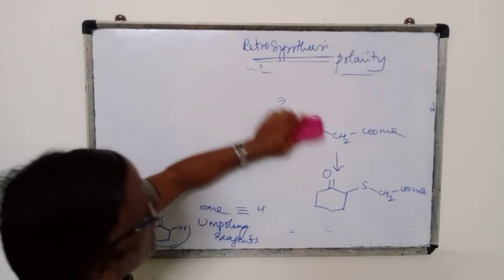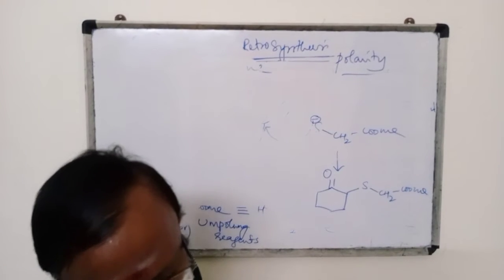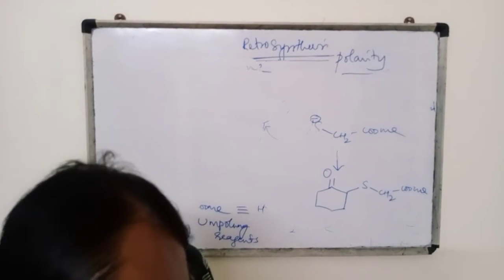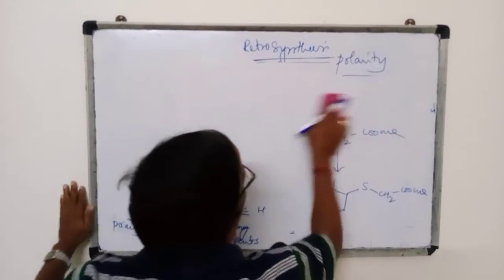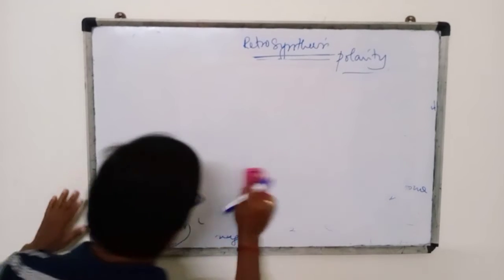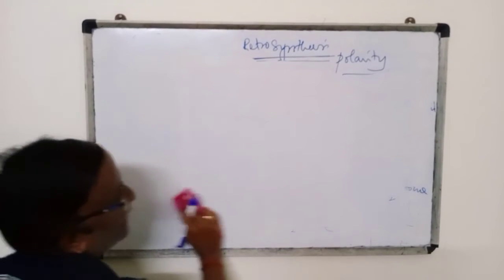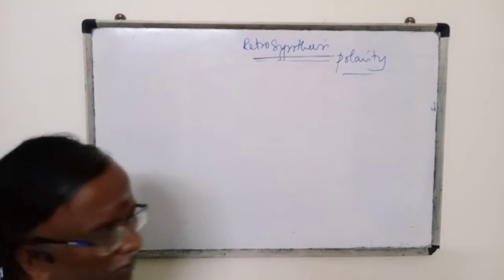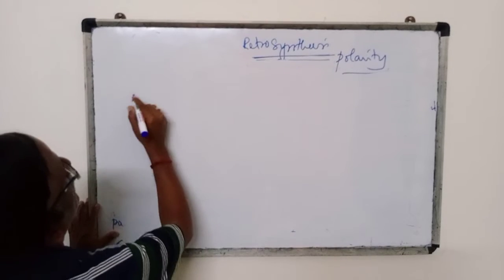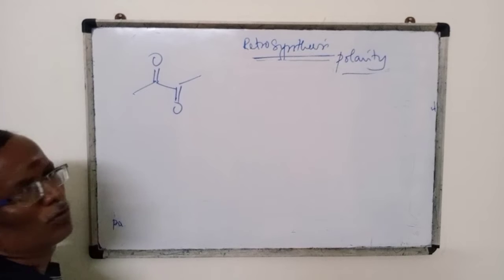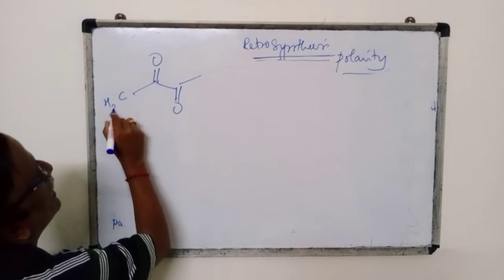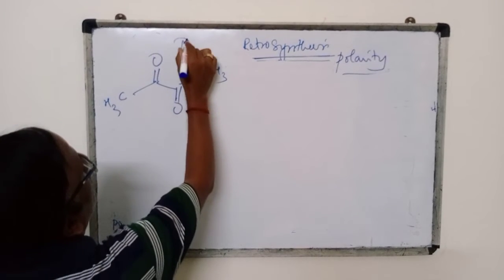Now I just want to give you one more example. Here is a case where I want to have a difunctional group. For example, you take a 1,2-diketone. What is a 1,2-diketone? I have a keto group here and another keto group here. I want to synthesize this molecule. This is my target molecule.